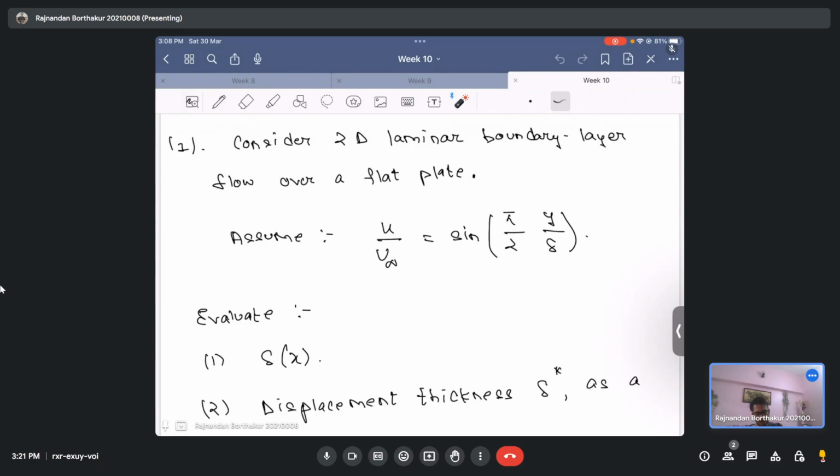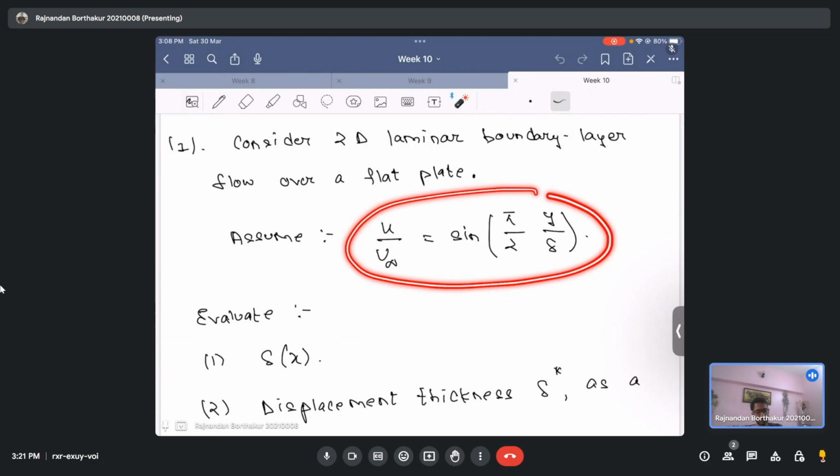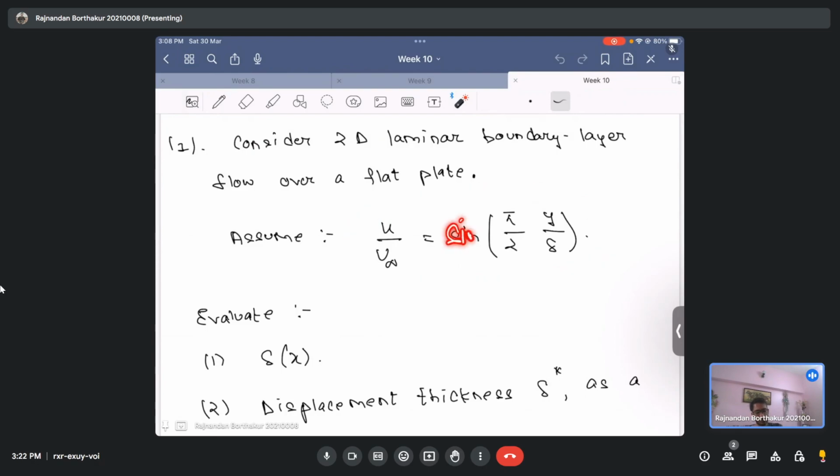So in this question, the velocity profile is given, unlike in the previous question, where it was not given a priori and we needed to use the boundary conditions to evaluate the constants. In this question, the velocity profile is already given to us, which is a sinusoidal profile: u by u infinity as a function of y by delta is just this. It's a sinusoidal profile.